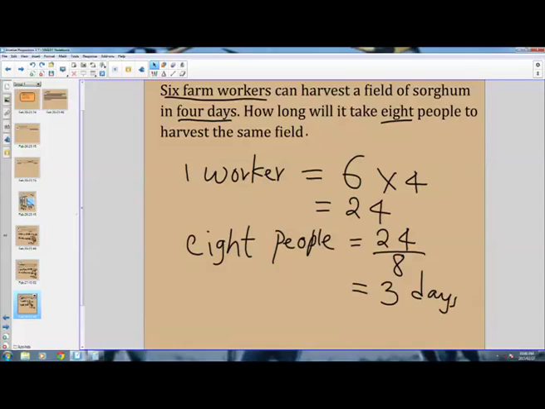It says 6 farm workers can harvest a field of sorghum in 4 days. Now, when you increase the number of people, what should happen to the number of days? You are increasing the number of people, therefore we expect the number of days to decrease. So this makes sense because as the number of people increases, the time will decrease. So it's an indirect proportion, which is the inverse proportion as well. So this is a correct answer.